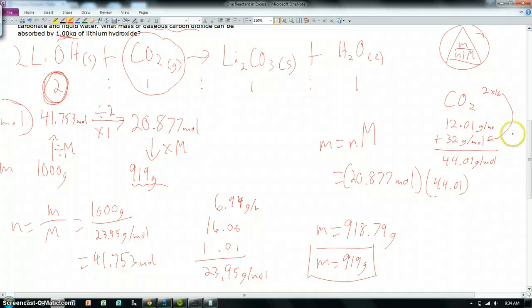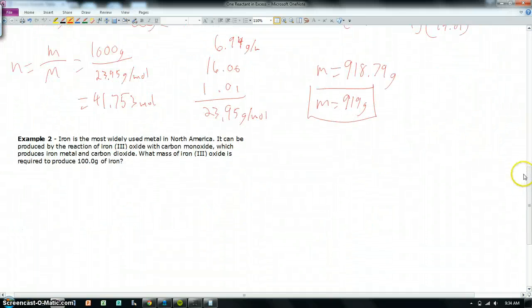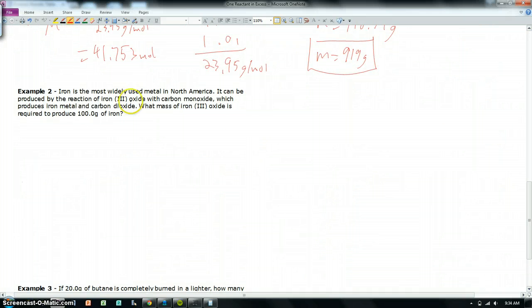Okay, so to answer your question now, I want you to try example 2. Iron is the most widely used metal in North America, produced by the reaction of iron trioxide with carbon monoxide. So these are your reactants, which produces iron metal and carbon dioxide. So these are now your products. What mass of iron oxide is required to produce 100 grams of iron?